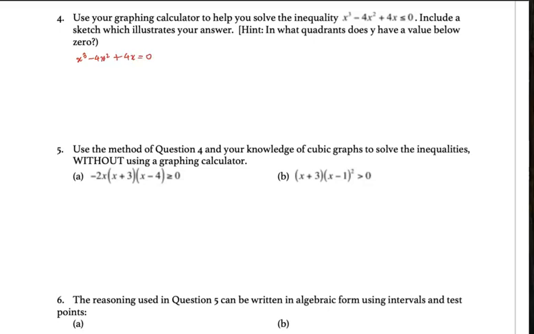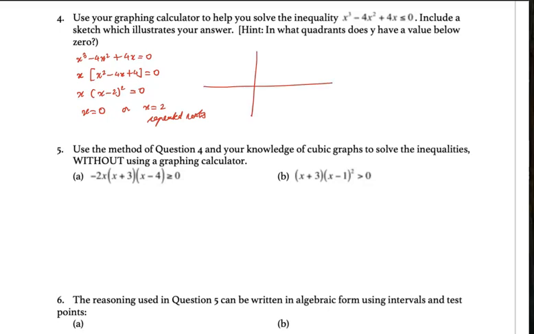Now take x common, so x squared minus 4x plus 4. Factorize this: it is x minus 2 squared. So what are my solutions? x is equal to 0 or x is equal to 2. This is bouncing at 2, a repeated root. So if I draw my graph, it is cutting at 0 and bouncing at 2. This is your x, this is your y.